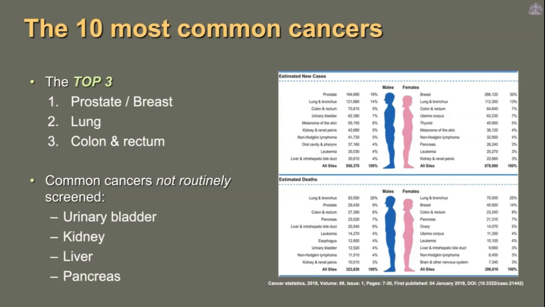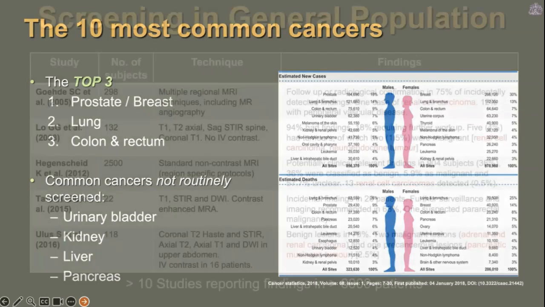However, within the top 10 cancer types, we have cancer of the urinary bladder, kidney, liver, and the rising star of cancer, pancreatic cancer, for which there are no advocated screening programs, and these cancers typically present late, when there is very little to be done except palliative management.